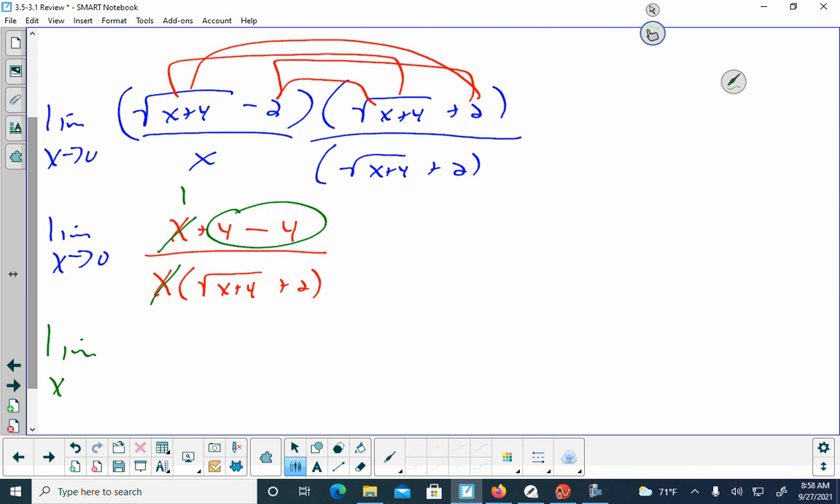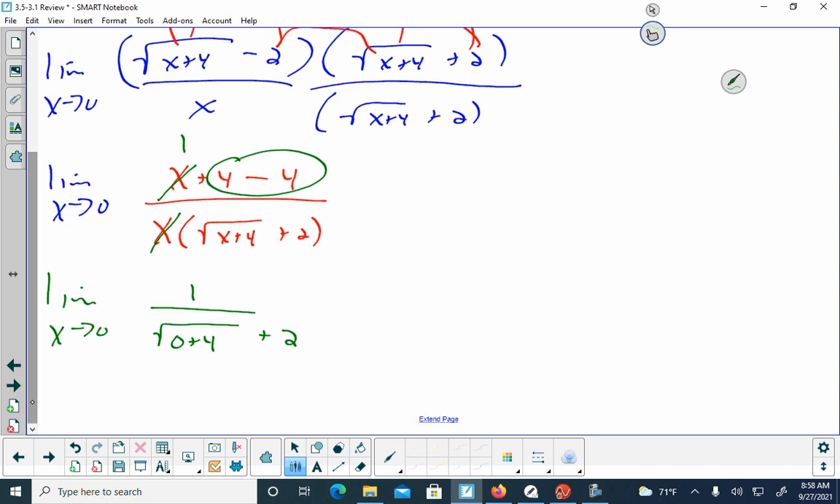Still taking the limit as x approaches 0 of 1 over the square root. In place of this x, I'm going to write 0. And when I do that, I'm going to have the square root of 4, which is 2, so I'm going to have 1 over 2 plus 2, or 1/4. And that is going to be my final answer.